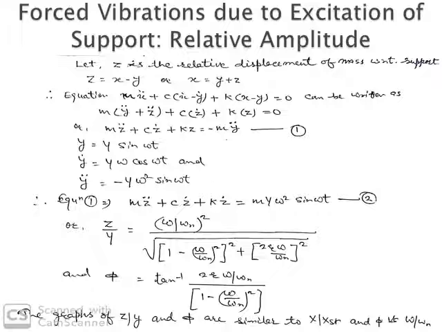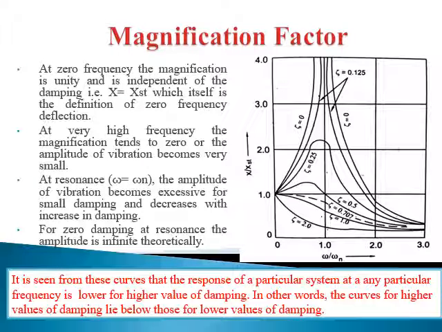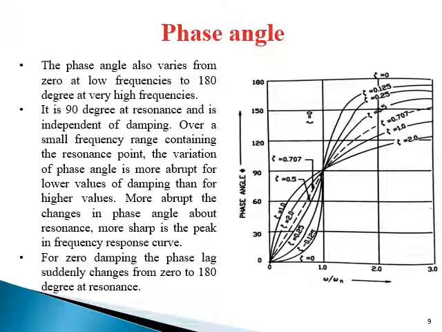So the graph for this z by y response will be the same as what we discussed in the first derivation, excitation due to an external applied force, in lecture 1. The same magnification factor is valid for this z by y, and the same phi angle as in the earlier derivation. Thank you.